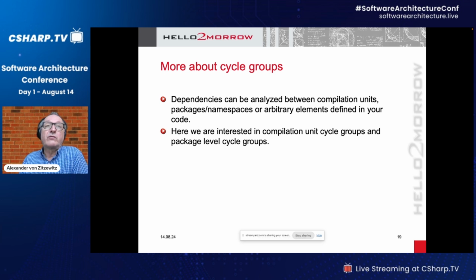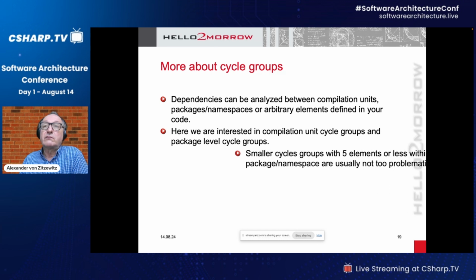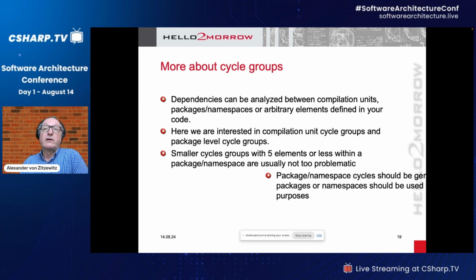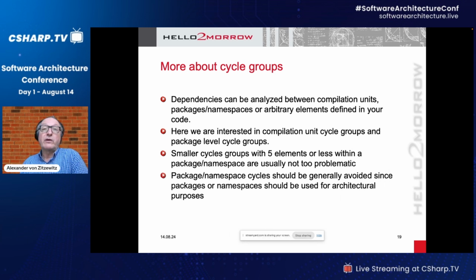So in our case, we're mostly interested in compilation unit cycles and package level cycles. Smaller cycle groups with 5 elements or less within a package or namespace are usually not too problematic. So you can have smaller cycles. Some design patterns basically imply cyclic dependencies between different classes, but keep those cycle groups small. Less than 5 elements is a good idea, less than 3 elements is even better. Try to avoid package and namespace cycles altogether.